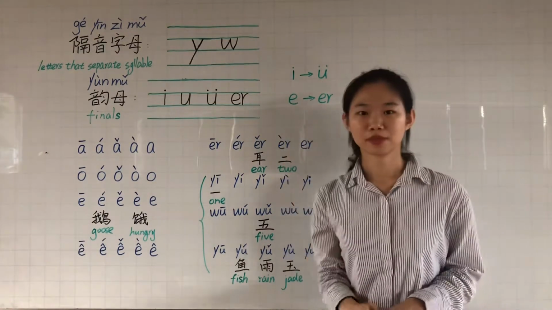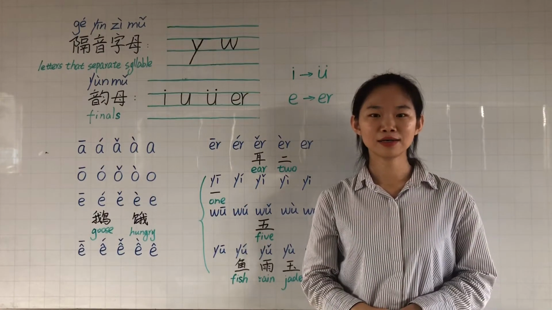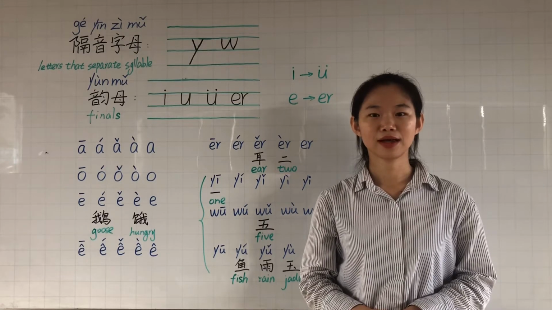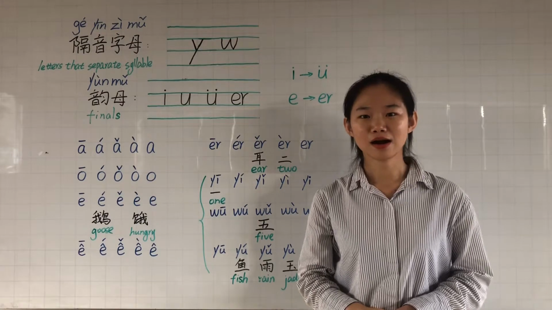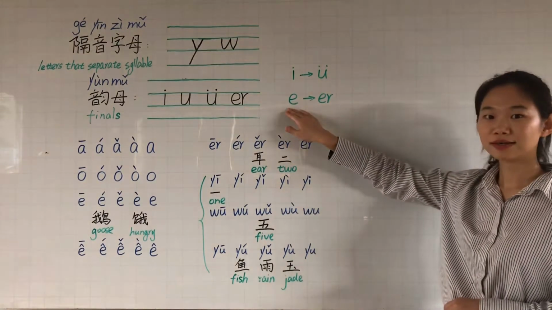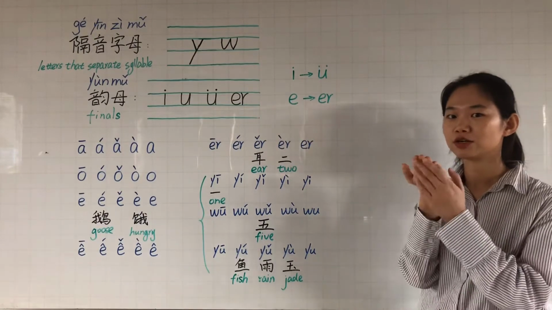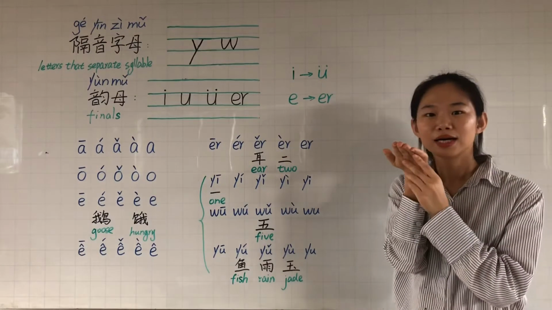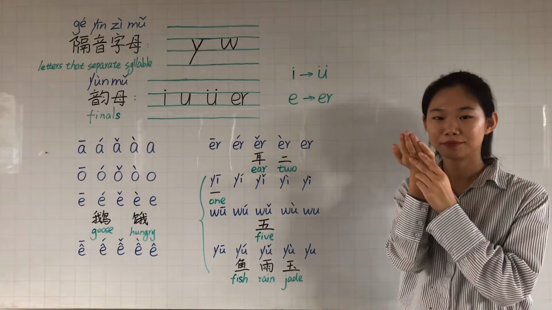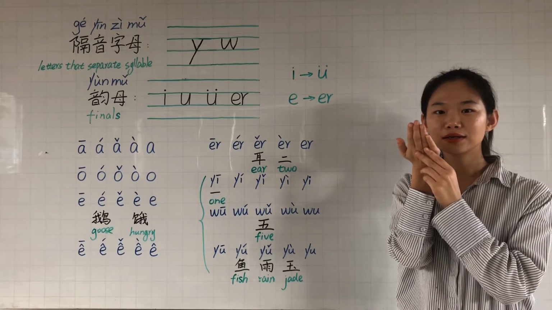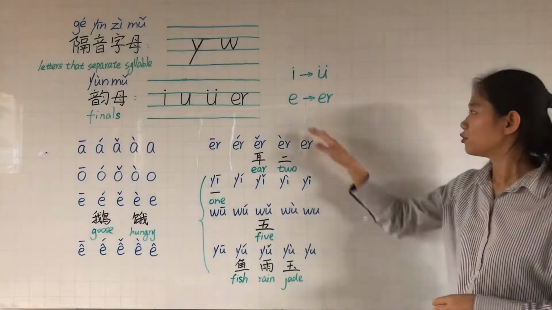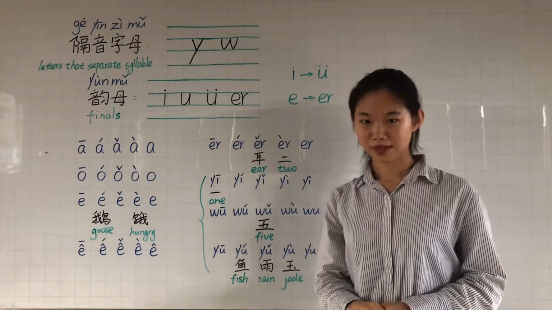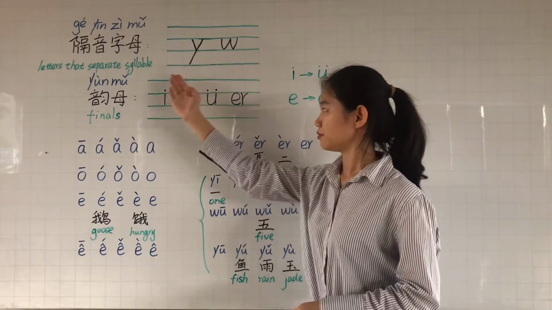The fourth one, er. The sound is very similar to ER, the English word letter. When you try to pronounce er, you can first pronounce e, then just curl the tip of your tongue, like this, again. Okay? Repeat after me. er. er. These are the 4 finals we learned today.